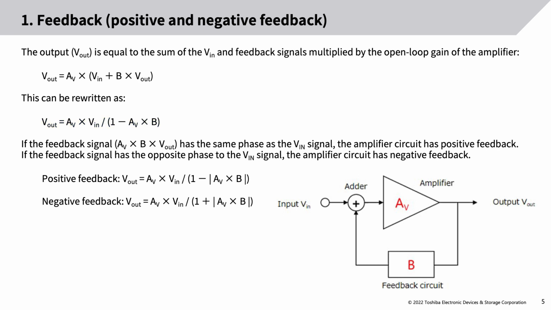If the feedback signal, AV times B times Vout, has the same phase as the Vin signal, the amplifier circuit has positive feedback. If the feedback signal has the opposite phase to the Vin signal, the amplifier circuit has negative feedback.